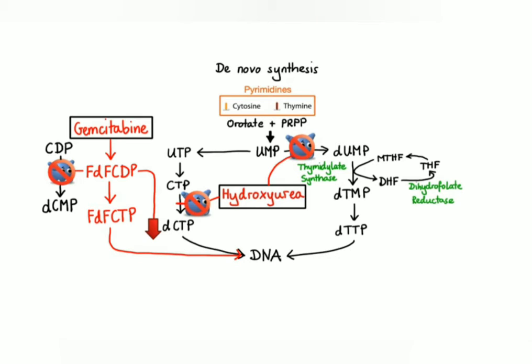Interestingly, insertion of dFdCTP into DNA allows further insertion of an additional base pair before DNA polymerase is inhibited, thus making DNA repair more difficult. This action is called masked termination.